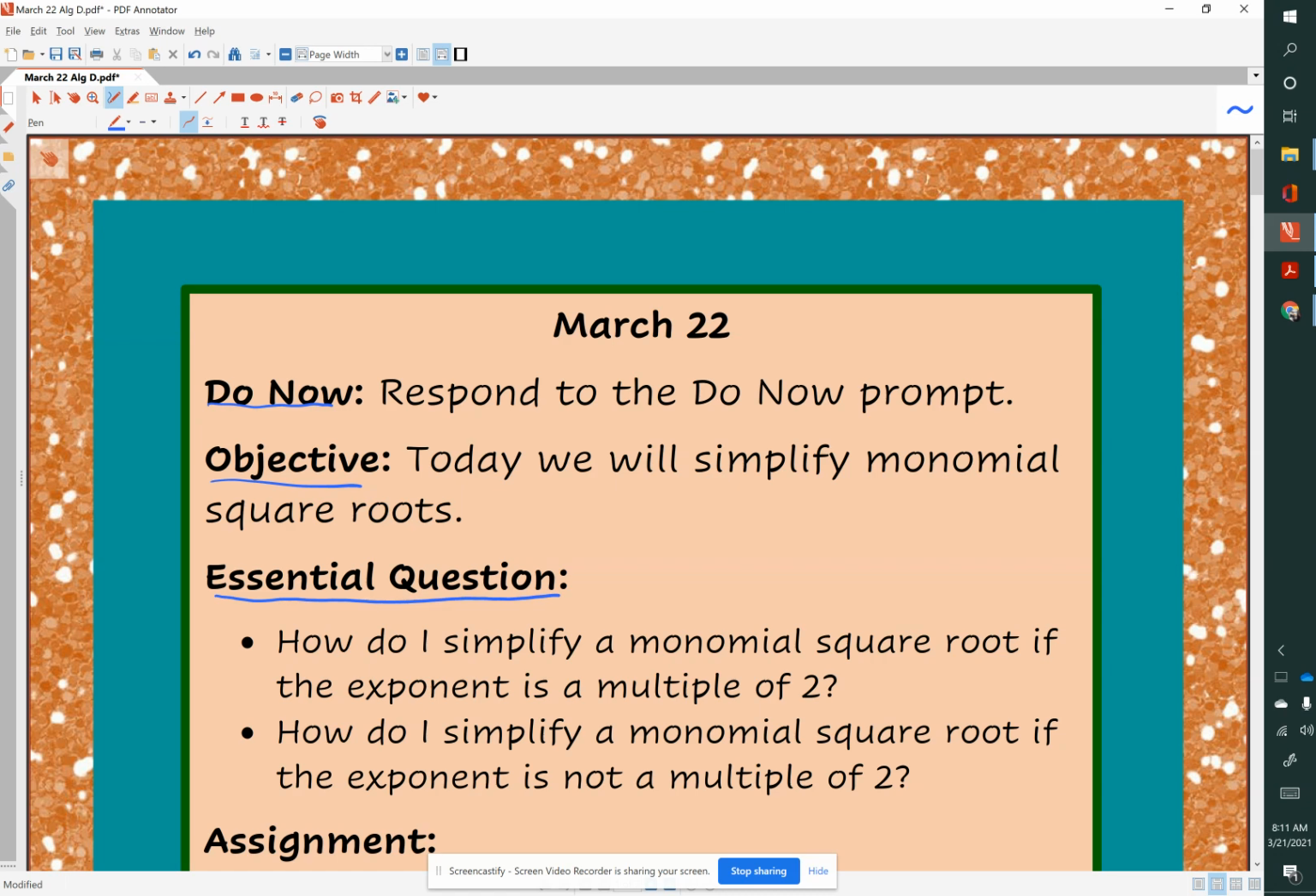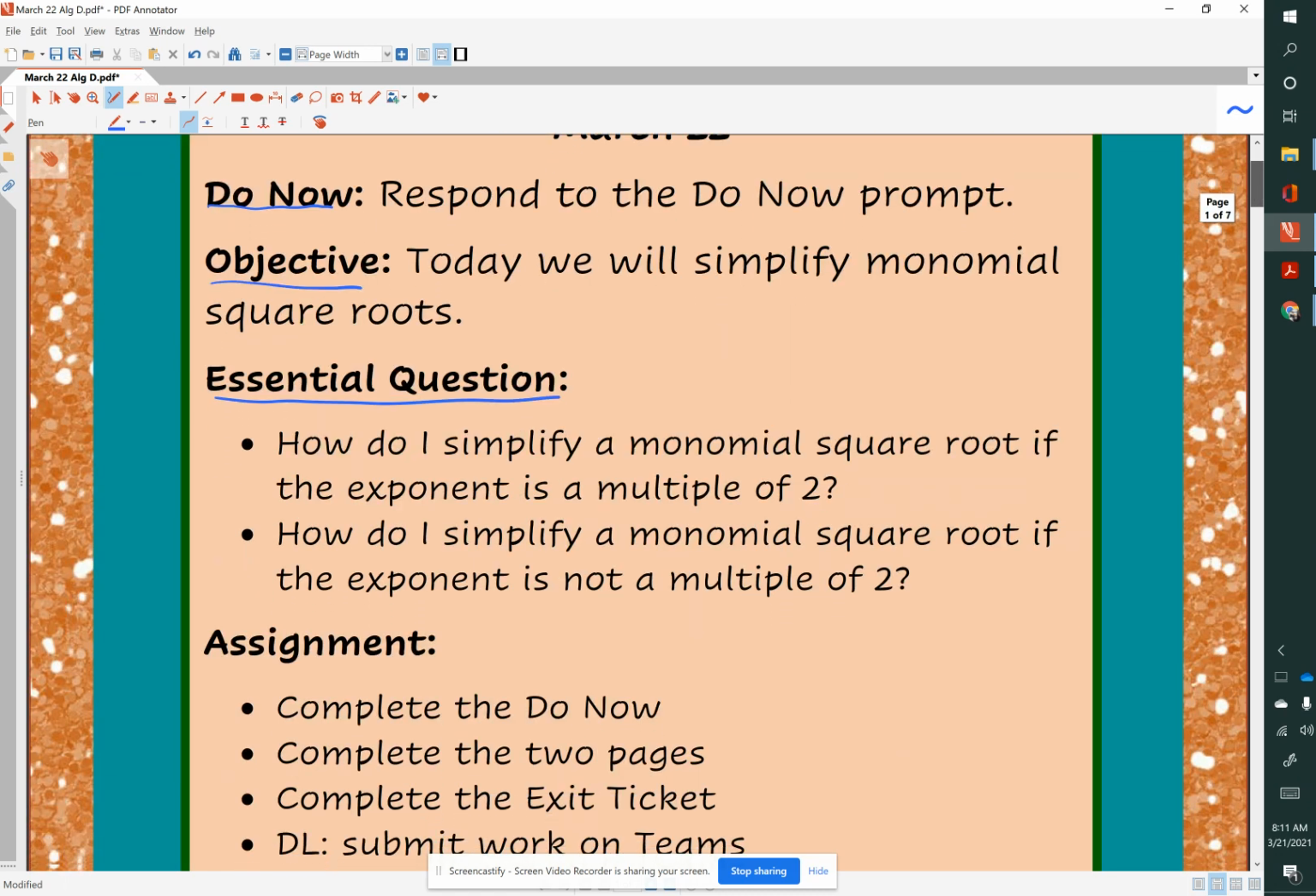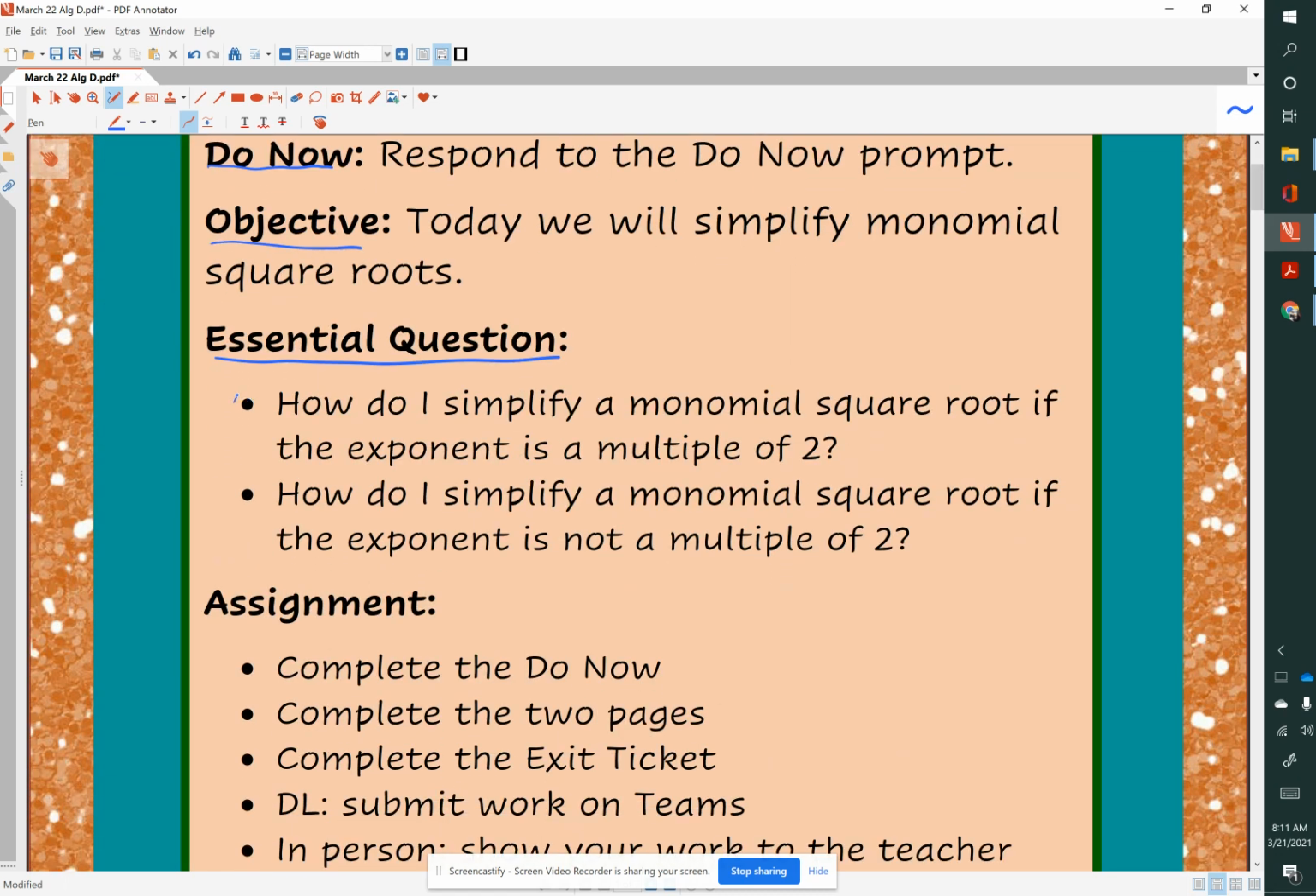And we have to think about our essential question as we work, because this is crucial to our work. So think about, how do I simplify a monomial square root if the exponent is a multiple of 2? And how do I simplify a monomial square root if the exponent is not a multiple of 2?